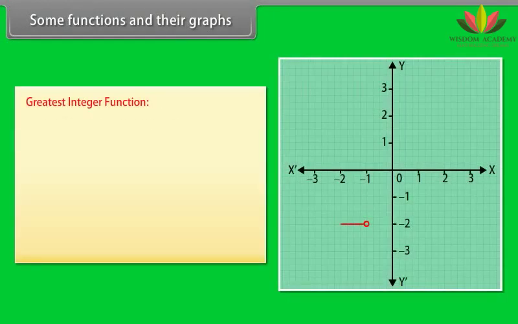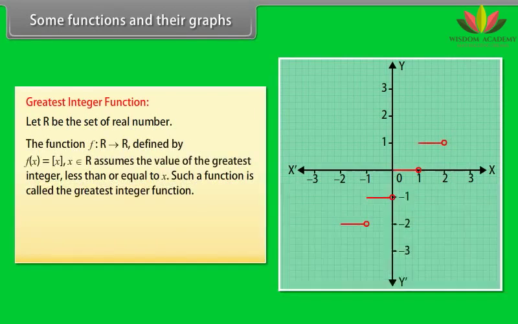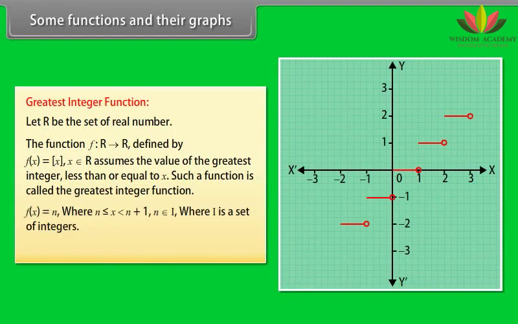Greatest integer function. Let R be the set of real numbers. f is a function from R to R defined by f(x) = [x]. x belongs to R assumes the value of the greatest integer less than or equal to x. Such a function is called the greatest integer function. f(x) = n, where n is less than or equal to x is less than n + 1, n belongs to I, where I is the set of integers. Its domain is R and range is I.